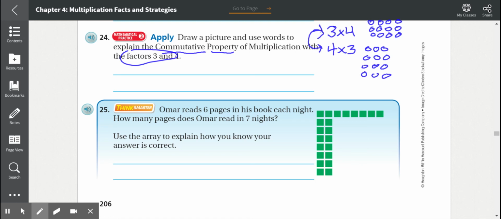Okay, that's where we'll stop. Now do lesson 4.3 homework.